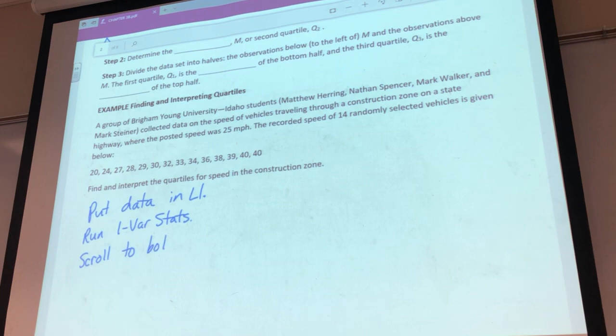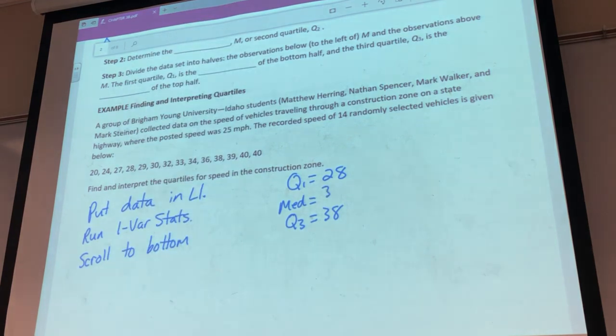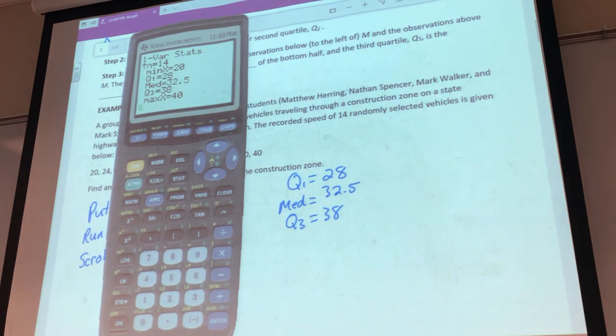Let's go to the bottom. Q1, 28, median, 38. That's all you need to do in your calculator.